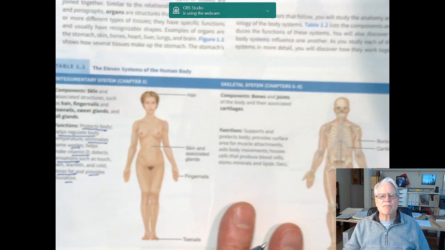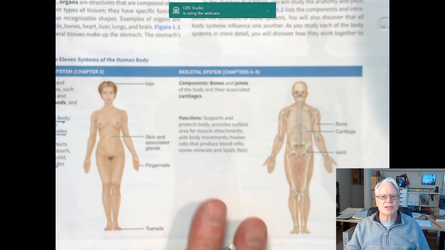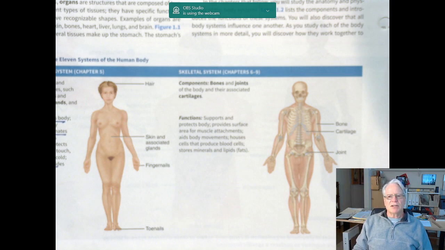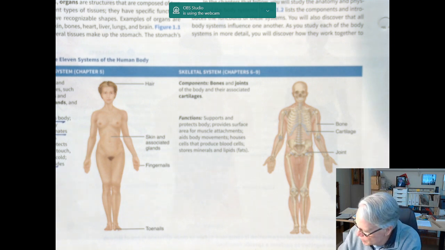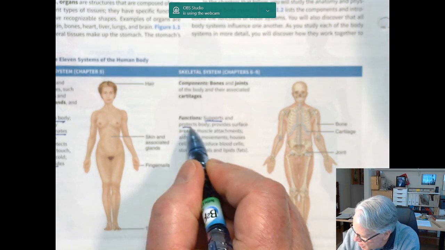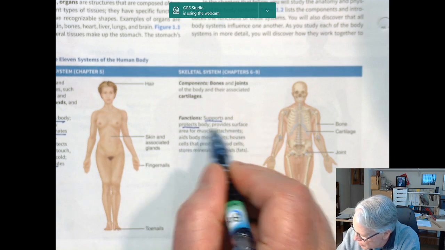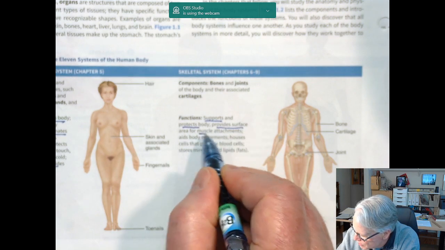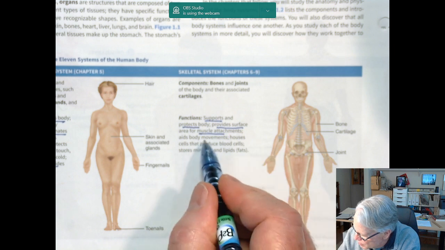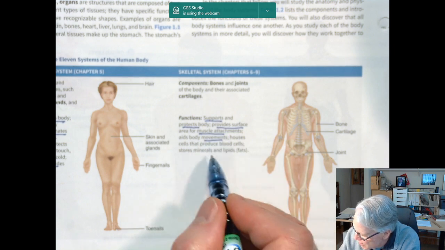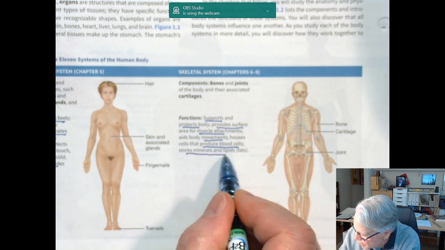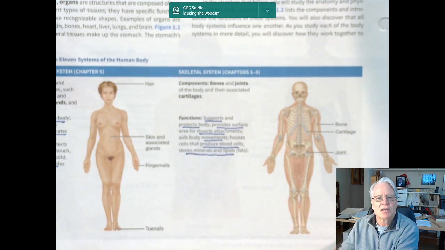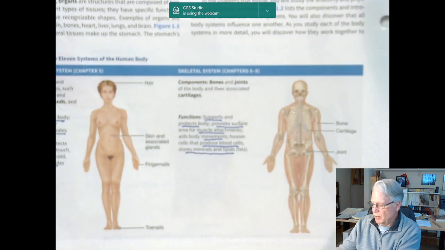The next system is the skeletal system, and this system we will also cover in this 40A class. And as you can see, it does a number of things. So it supports, it protects, and provides the surface area for muscle attachment, aids in movement, and houses cells, so blood cell production, and stores minerals and lipids. So that's what the skeletal system is all about.